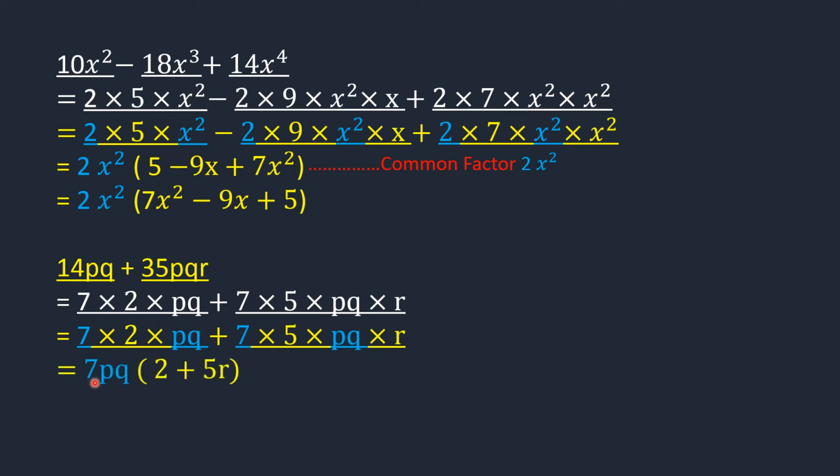So we will write 7pq first, and whatever is left from each term, that we will write in the bracket. From the first term 2 is left, from the second term 5r is left, and in between these two terms there is a plus sign. So the second factor is 2 plus 5r. Here 7pq is the common factor.